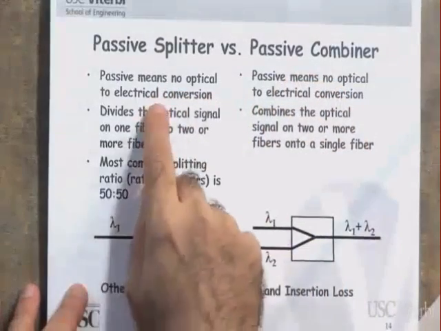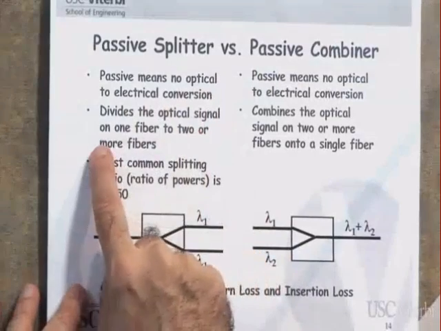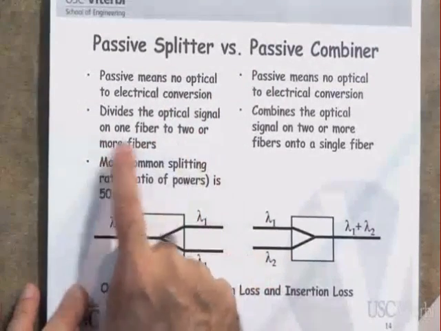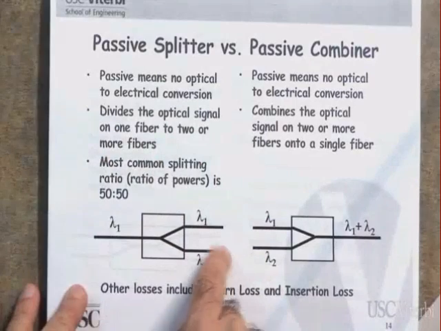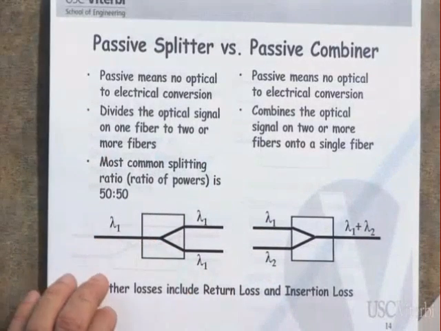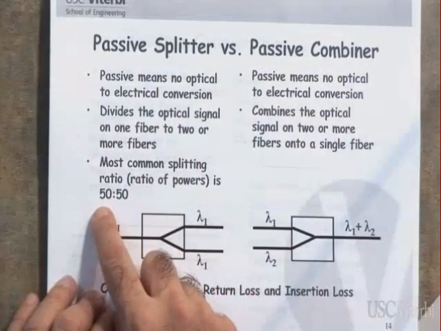We call it a passive splitter. A passive splitter divides the optical signal on one fiber to 2 or more fibers. These are 2 fibers in here, coming from a single fiber. Most common is 50-50.